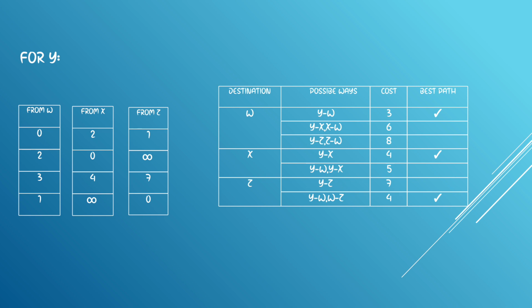For Y, it is connected to W, X and Z. So we are taking the values from the local routing tables of W, X and Z. For Y to W there are 3 possible ways: Y to W cost 3, Y to X, X to W cost 6, Y to Z, Z to W cost 8. The best path is Y to W, cost 3. And for X, Y to X cost 4, and Y to W, W to X cost 5.